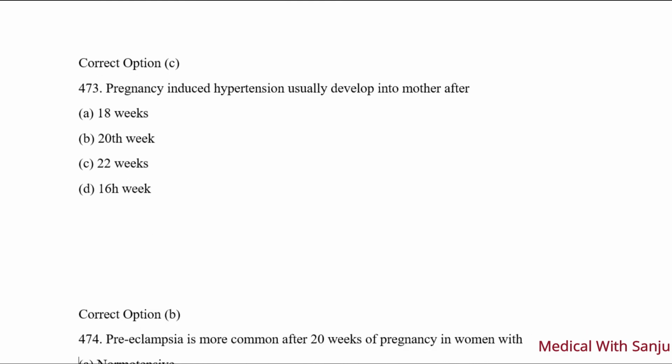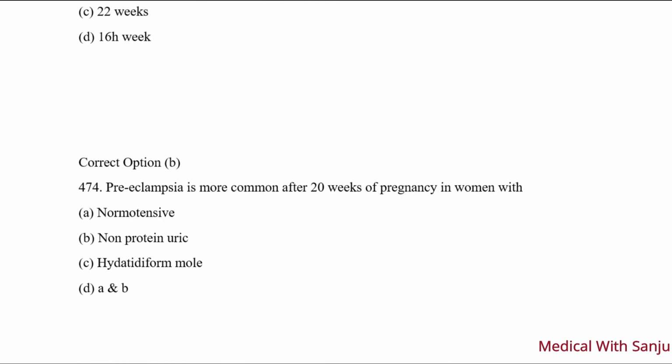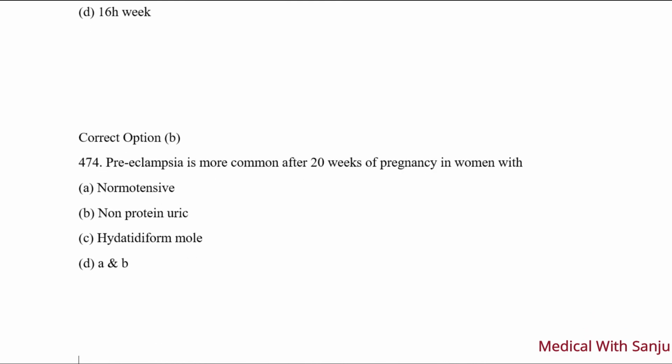Option B is right answer. Question number 474. Preeclampsia is more common after 20 weeks of pregnancy in mother with option A normotensive, option B non-protein urine, option C hydatidiform mole, and option D A and B. Option D A and B is right answer.